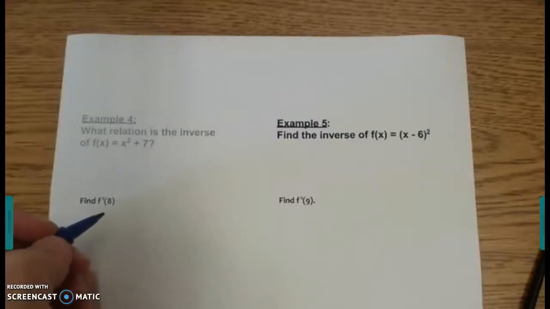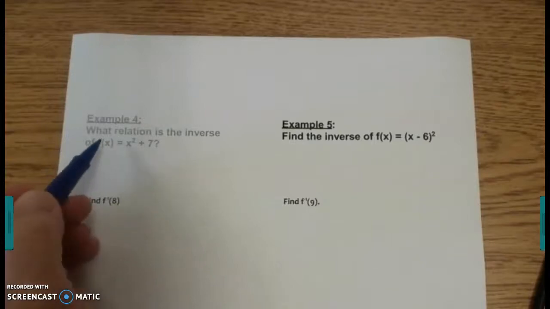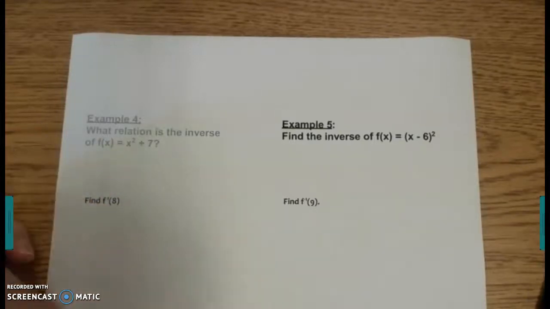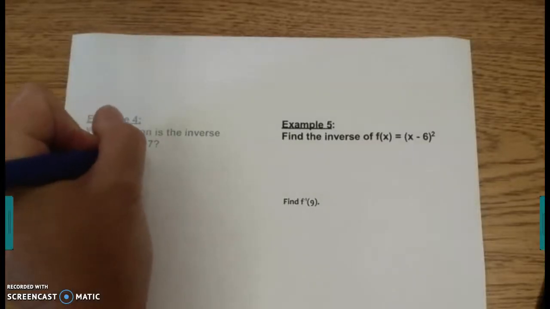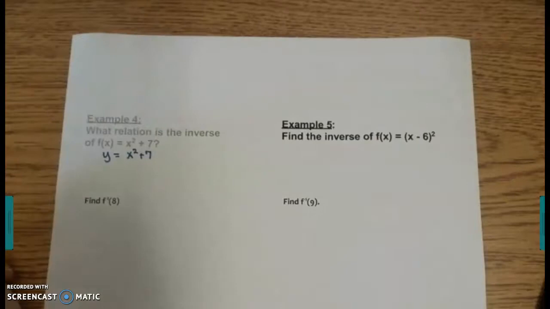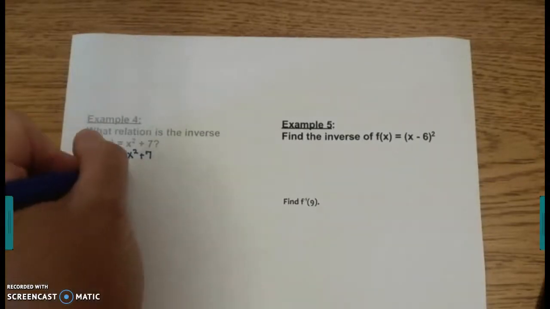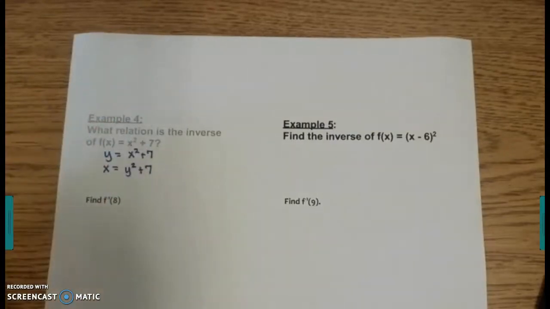Okay, moving on to example 4, we're going to find the inverse of f of x equals x squared plus 7. So our first step is to change that to y equals. Second step is to switch your x and y. And then we're going to solve that for y.